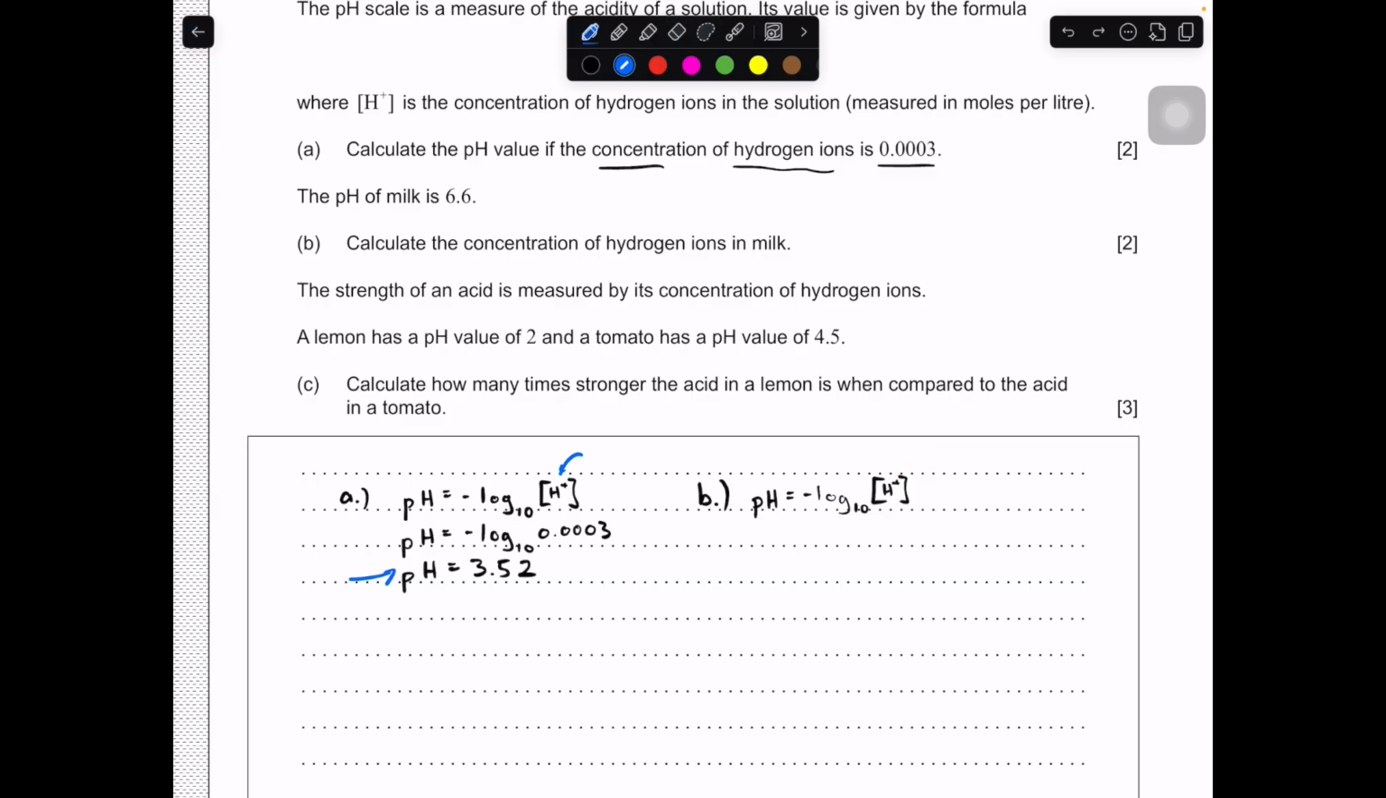We know the pH of milk is 6.6, and what we want to find is the concentration of hydrogen ions. So let's use our formula. 6.6 is equal to negative log base 10, and then this is H+. Let's go to the calculator and work this out. Actually, to stay here just a little longer, what we can do is numerically solve this. So now let's go to the calculator.